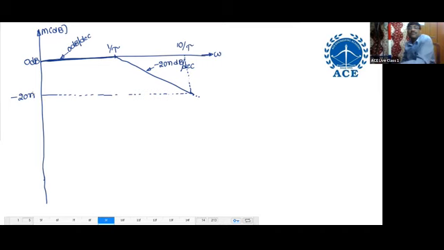10 to 100 is another decade, so the magnitude goes down by another 20n. That means at 100 by tau, you will get minus 40n.